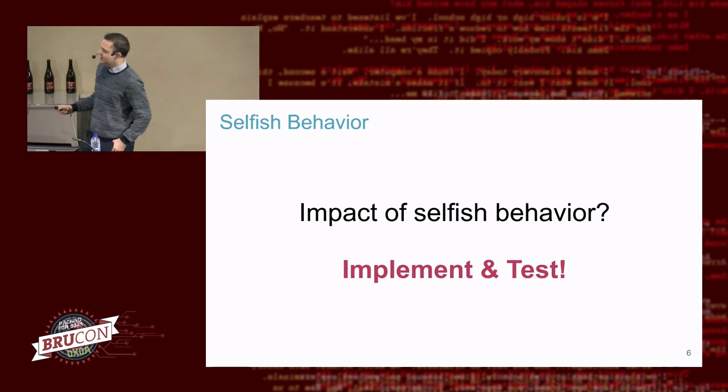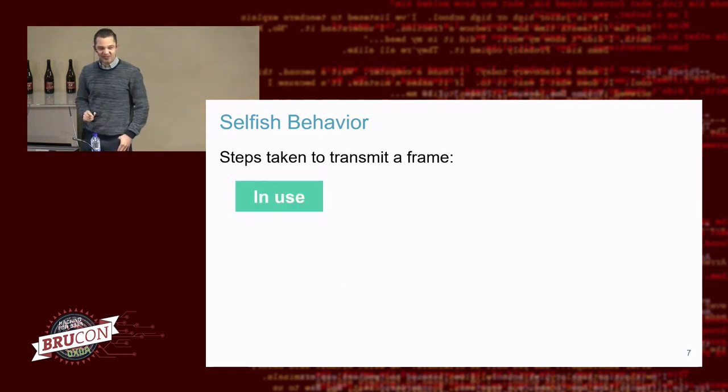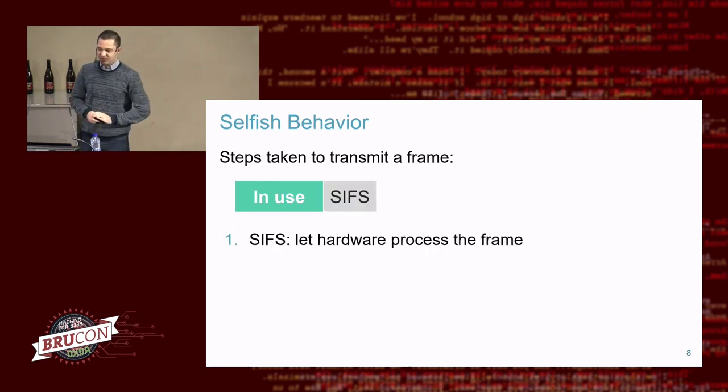Now, before we get to that, there is one more thing that I need to explain, and that's how the Wi-Fi protocol actually works when you decide to transmit a frame. So let's take the following example. We want to transmit a Wi-Fi frame, and our device notices that someone else is already transmitting. Well, what happens in that case is we, of course, wait until that other device has finished transmitting, and then we wait a very small amount of time called the SIFS interval.